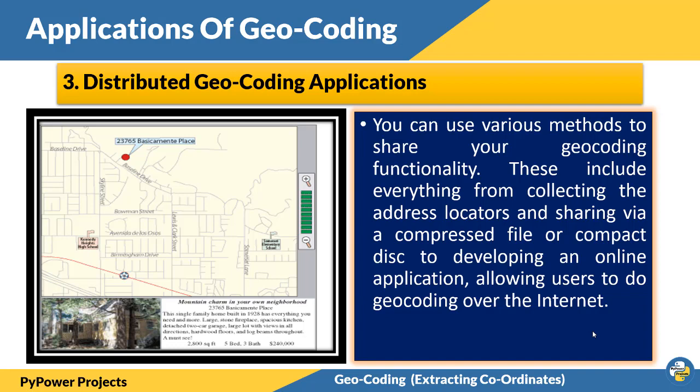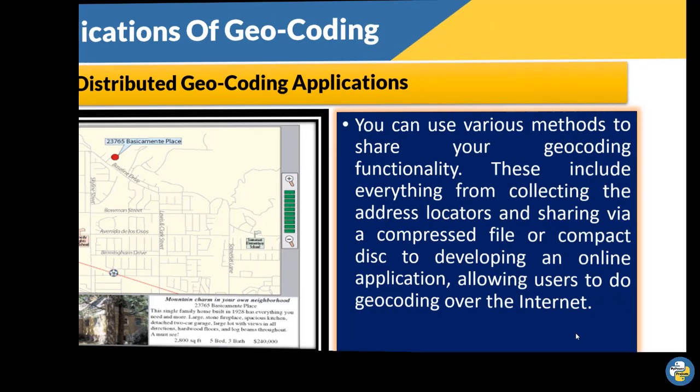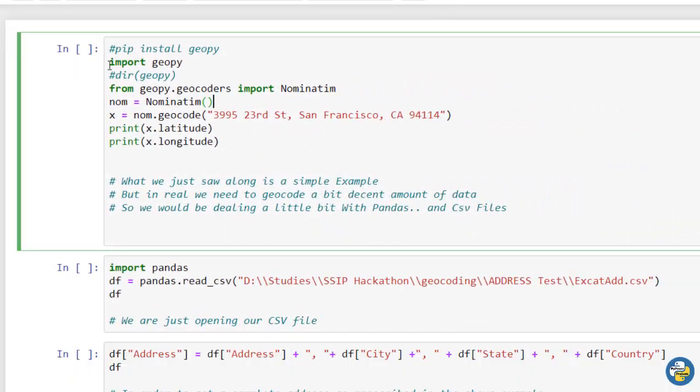So first of all, we have seen the concept behind geocoding, the reasons why we are using geocoding, the actual view of how geocoding will look, and the applications of geocoding. Now, this is a short example of how geocoding works.